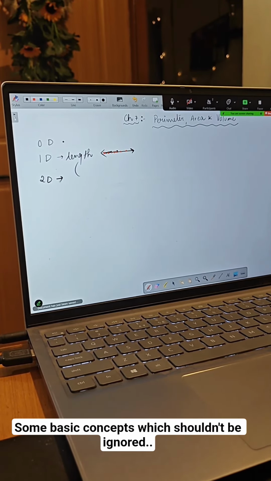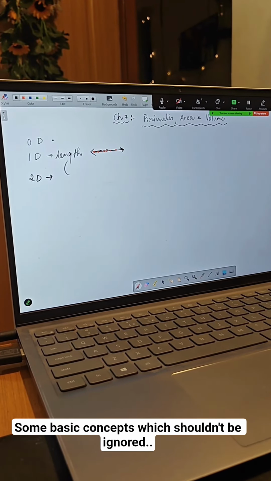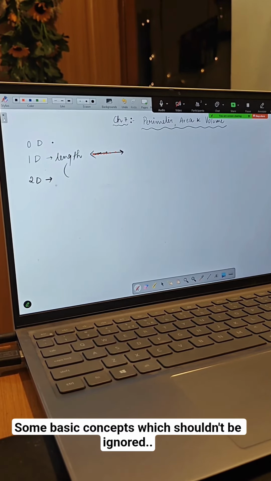Then comes 2D. Now 2D, as you know, has two dimensions, meaning two lengths. And again, if you look at it, it is basically 1D generating the second dimension, which is called the breadth or the width. And that's the reason why it's called 2D.